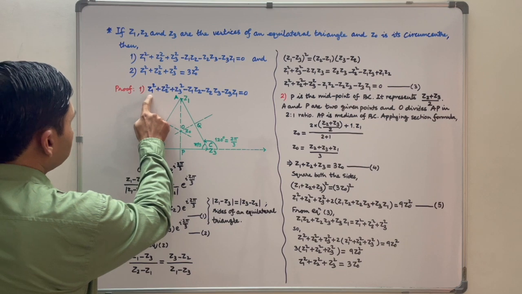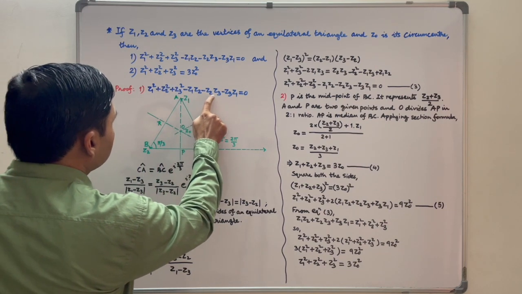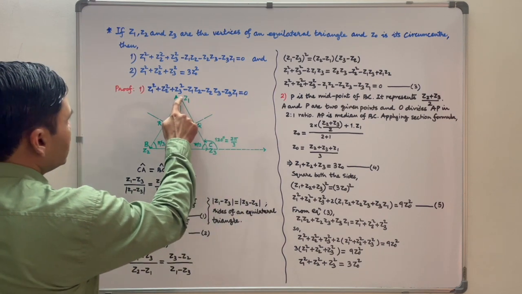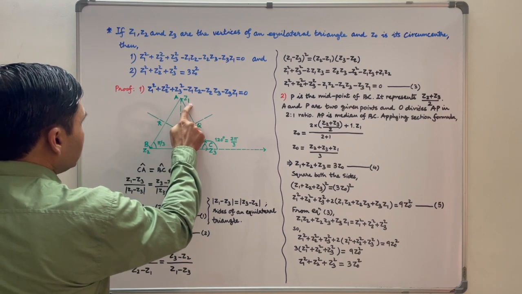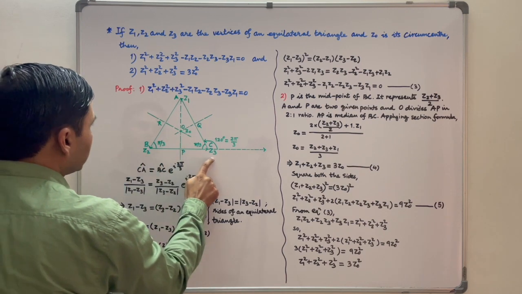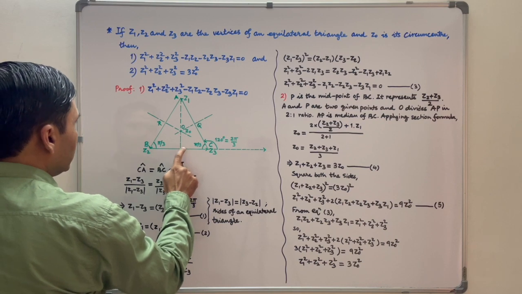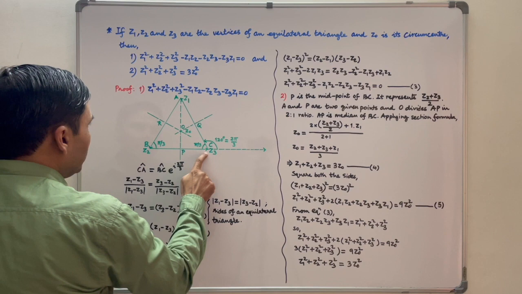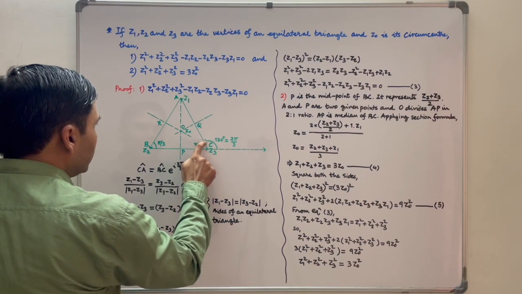First one, Z1 square plus Z2 square plus Z3 square minus Z1 Z2 minus Z2 Z3 minus Z3 Z1 is equal to 0. Suppose ABC is an equilateral triangle. Its vertices are represented by complex numbers Z1, Z2 and Z3. We can represent its sides by vectors, vector BC, vector CA and vector AB. Angle between vectors, vector BC and vector CA is equal to 120 degrees.